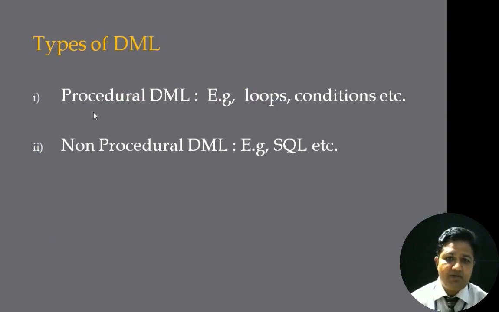There are two types of DML. Number one is called procedural and number two is called non-procedural. Procedural DML means what data is needed and how to get that data. It means we are implementing certain loops or conditions to access the information stored in a database, like in programming languages such as C and C++. And second is non-procedural DML, which means what data is needed without specifying how to get that data. It means we fetch the information from the database with the help of query languages, for example SQL, right?